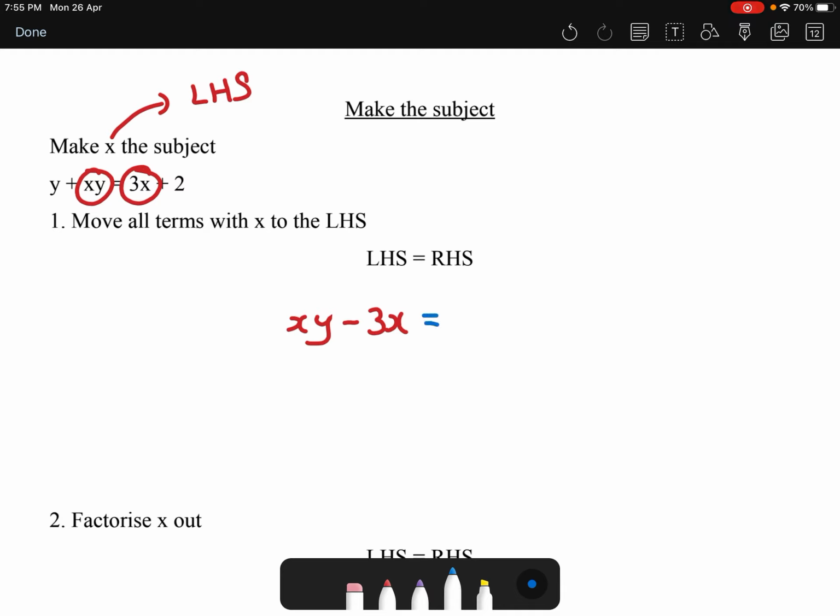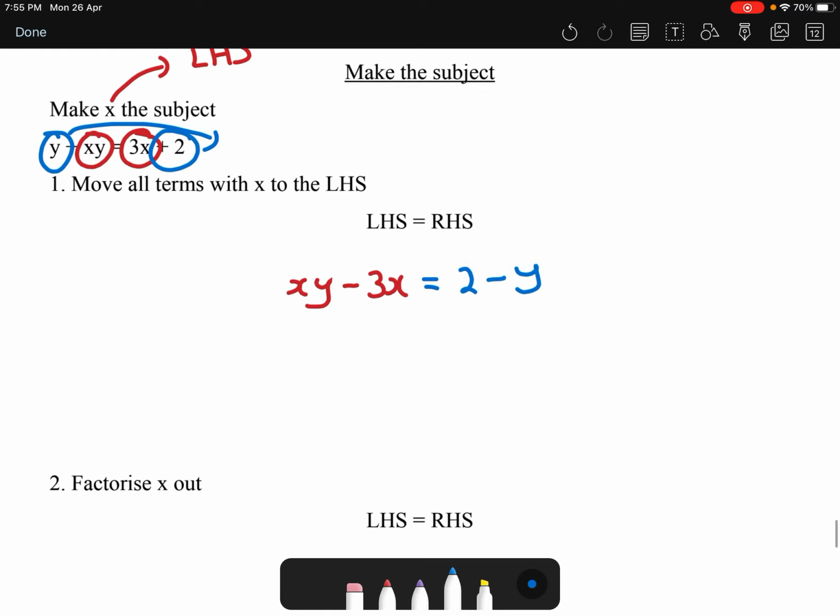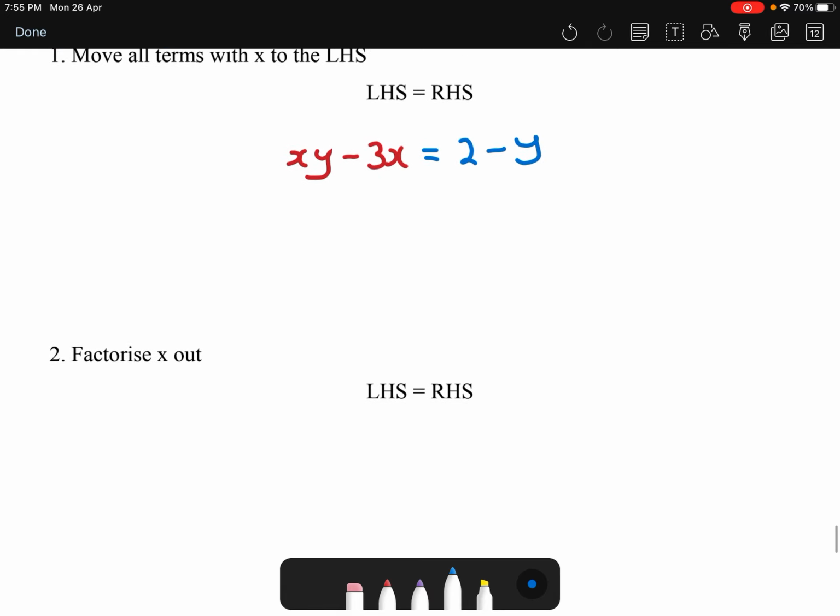Then you put the equal sign. So all the terms without x, you move to the right hand side. So y, 2, right? Positive plus 2. So y, you move it to the right hand side, this becomes minus y. So 2 minus y. Next, notice that my left hand side has all x, but there's still a y here.